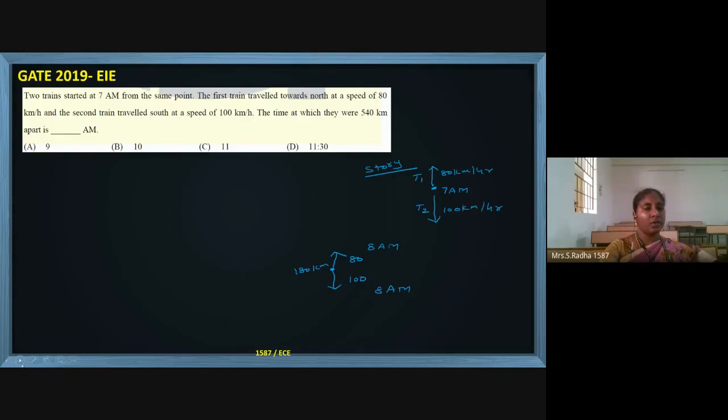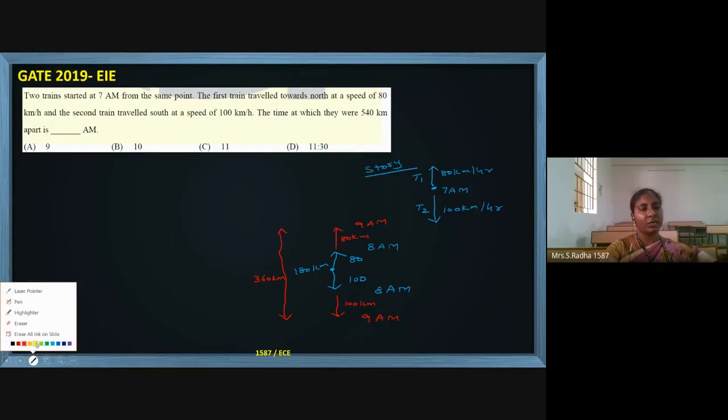Now after 2 hours, at 9 a.m., another 80 kilometers the first will travel, and the second another 100 kilometers. Another 180, so 180 plus 180 becomes 360 kilometers at 9 a.m. For every 1 hour they are traveling 180 kilometers. With that you can also analyze when that 180 becomes 540.